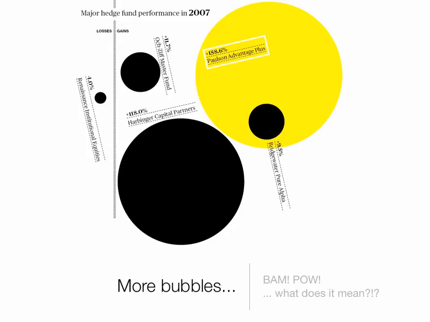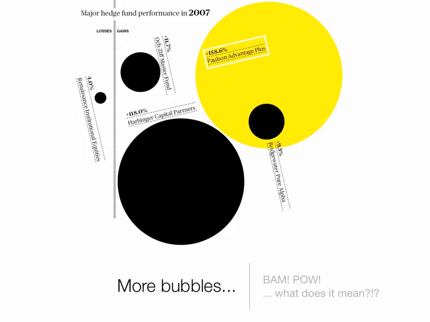This compares the performances of a handful of hedge funds in 2007, and the size of the circle represents how well or poorly they did, and their placement on the side of the losses and gains column tells us whether they were in the red or in the black.